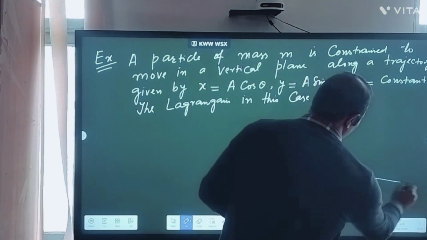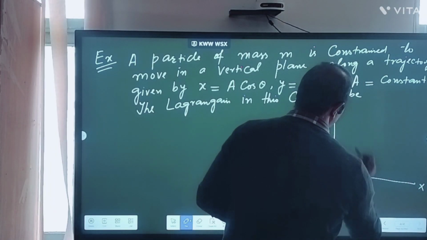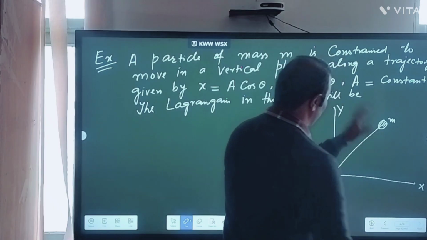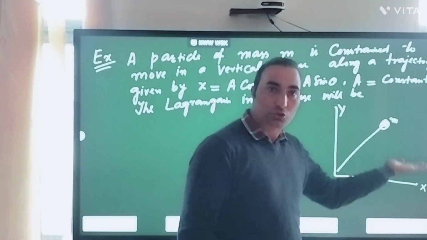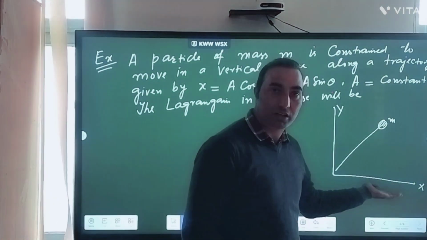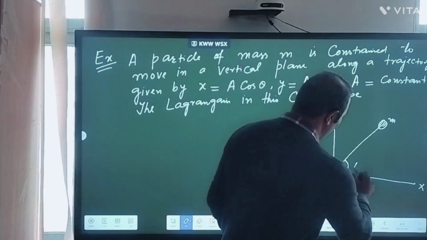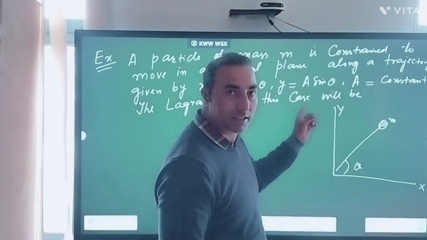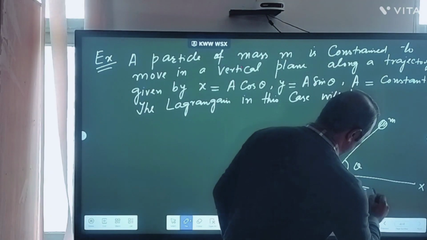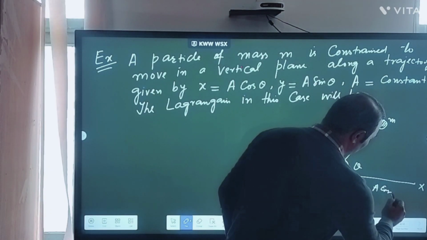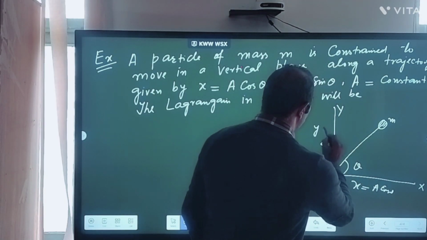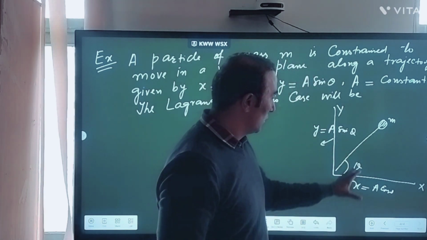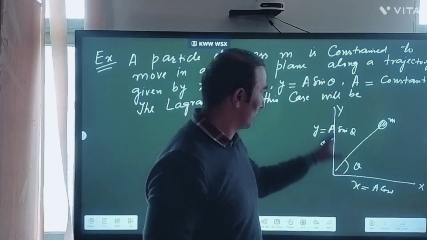So we have this xy coordinate and we have some particle having some mass m, right? Because we can write what the vertical component and the horizontal component should be. So x equal to a cos theta, and y equal to a sin theta. So these motions are given by these equations, right?